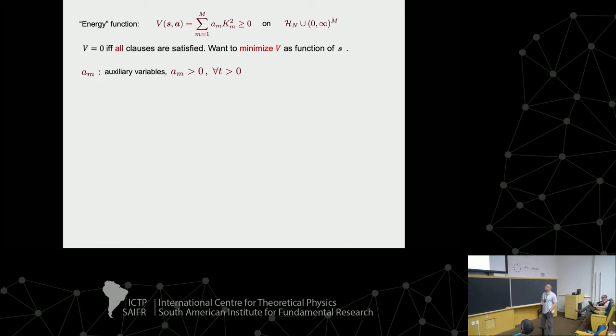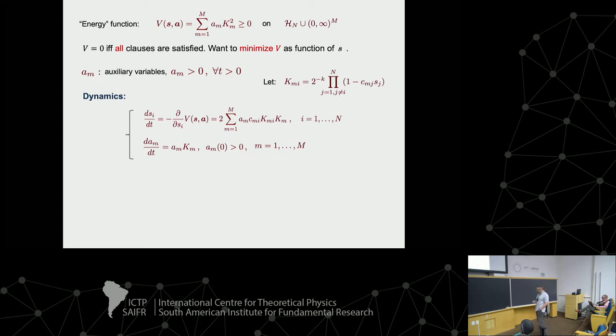So to solve that issue, these are called auxiliary variables. We're going to assign dynamics to the a_m variables as well. And this is the dynamics. So in s space, we have just simple gradient descent on this energy landscape. But the a_m variables are coupled positively. They're growing exponentially with respect to K_m. For every m clause, you have an a_m dynamics defined like this. This seems a bit crazy because this is actually exponential dynamics. But the point is, if K_m is 0 because the system finds the solution, then da_m over dt is 0, so it stops growing, okay?